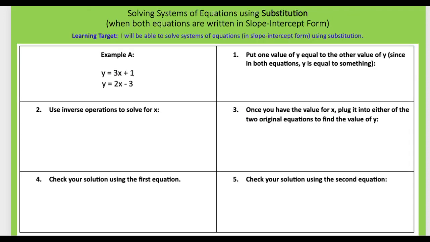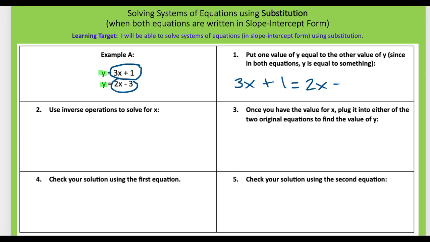So in this first example, y equals 3x plus 1 and y equals 2x minus 3. Both of these equations are already in slope-intercept form because both of them are y equals. So what I'm going to do now is set them equal to each other. I'm going to take this 3x plus 1 and set it equal to this 2x minus 3, because both of those are equal to y.